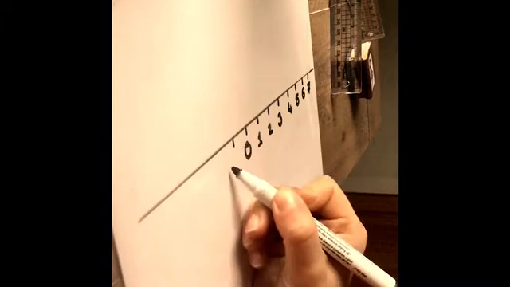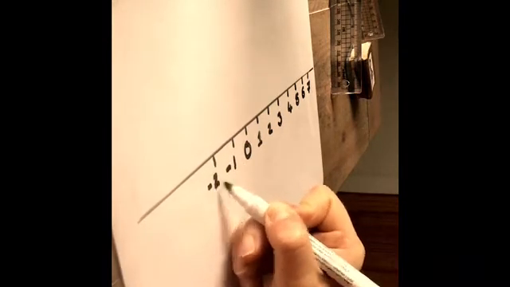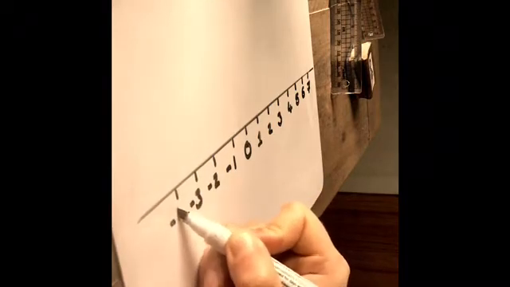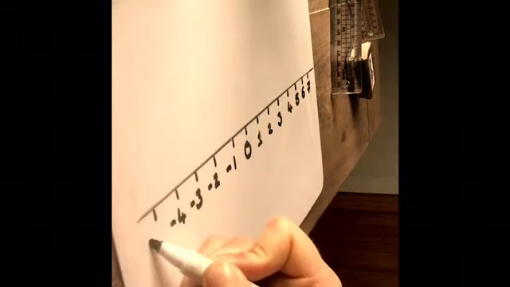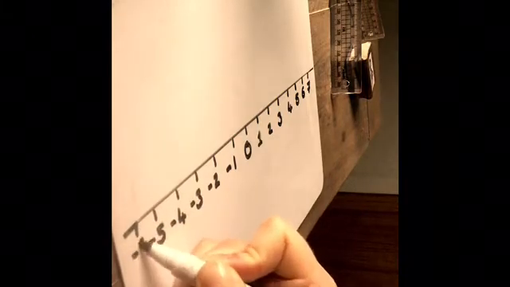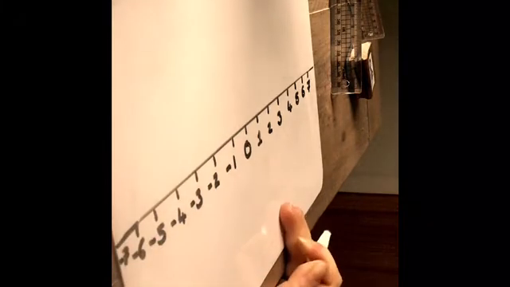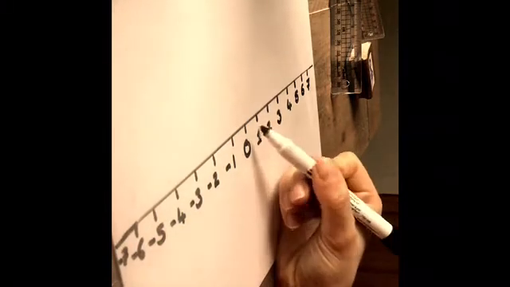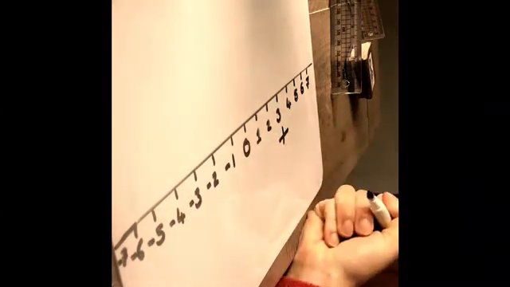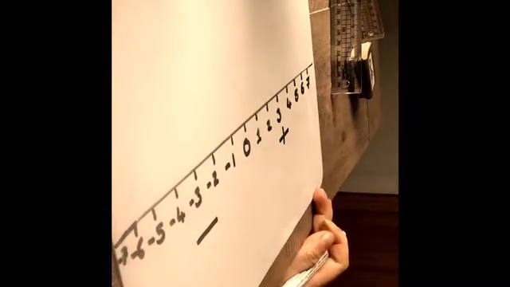Well, that is where we have -1, -2, -3, -4, -5, -6, just squeeze on the end, -7. So any number above 0 is a positive number. Any number below 0 is a negative number.